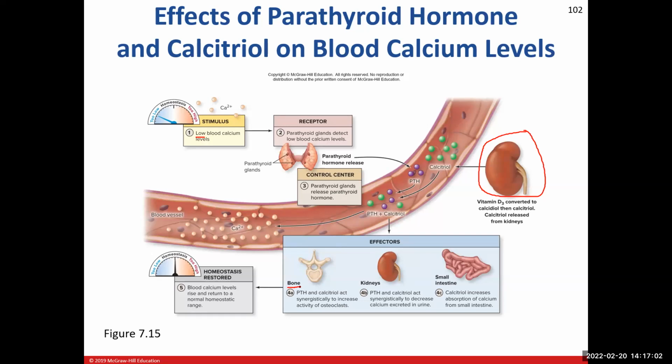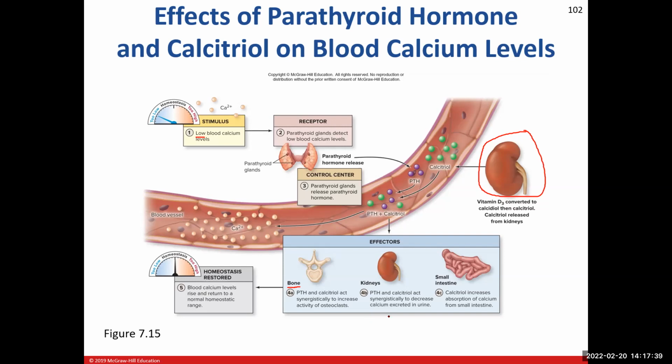In the kidneys, PTH not only helps to convert more calcidiol into calcitriol, but it will then work with that calcitriol to increase calcium reabsorption, meaning we are excreting less calcium. We're decreasing calcium excretion into the urine by increasing the reabsorption of calcium by the kidneys into our bloodstream.